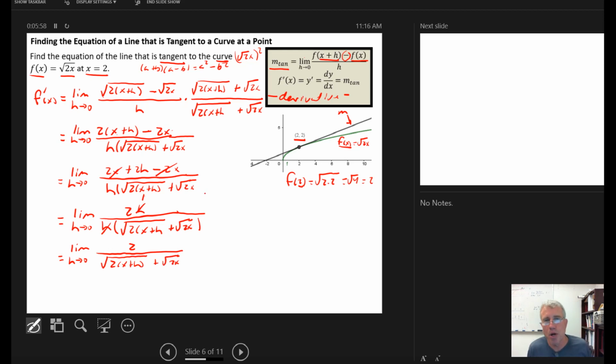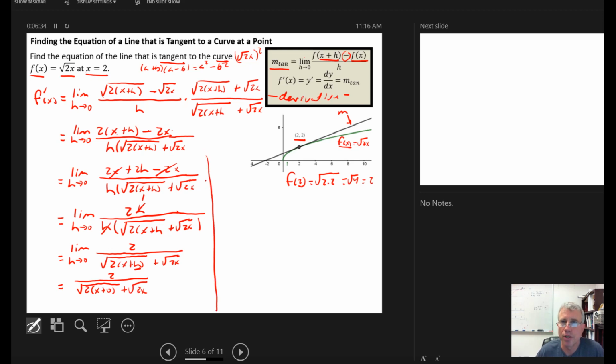And now here's why rationalizing the numerator was useful. Now there's no h in the denominator except for the x plus h here. So if I plug h equals 0 in here for h, I'm not going to cause a division by 0. So I can go ahead and drop my limit notation and say, hey, for this expression, if I plug in h equal to 0, nothing bad happens. I just get the square root of 2 times x plus 0 plus the square root of 2 times x.